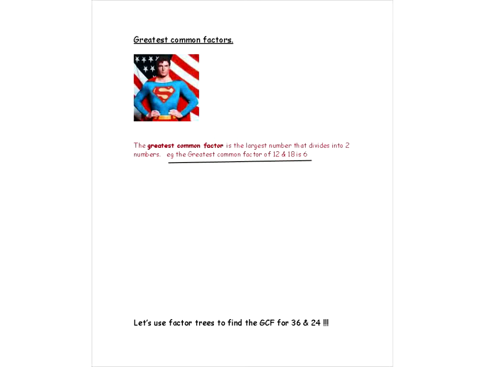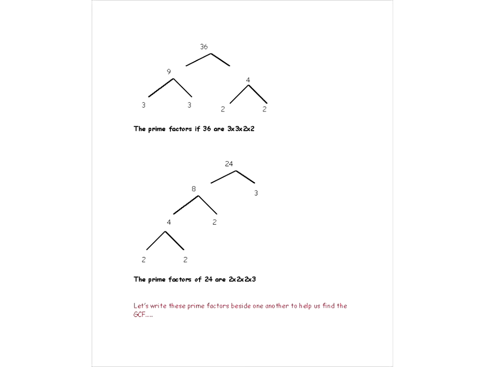And so we're going to use factor trees to find the greatest common factor for 36 and 24. For 36, we can break it down to 9 and 4 in the beginning. Then we break the 4 into 2 and 2. We break the 9 into 3 and 3. So you can see that the prime factors of 36 are 3, 3, 2, and 2. Now we're going to look at 24. We start with 8 and 3. 8 is broken into 4 and 2. 4 is broken into 2 and 2. So again, we take all these prime factors, put them together, we get 2, 2, 2, and 3.